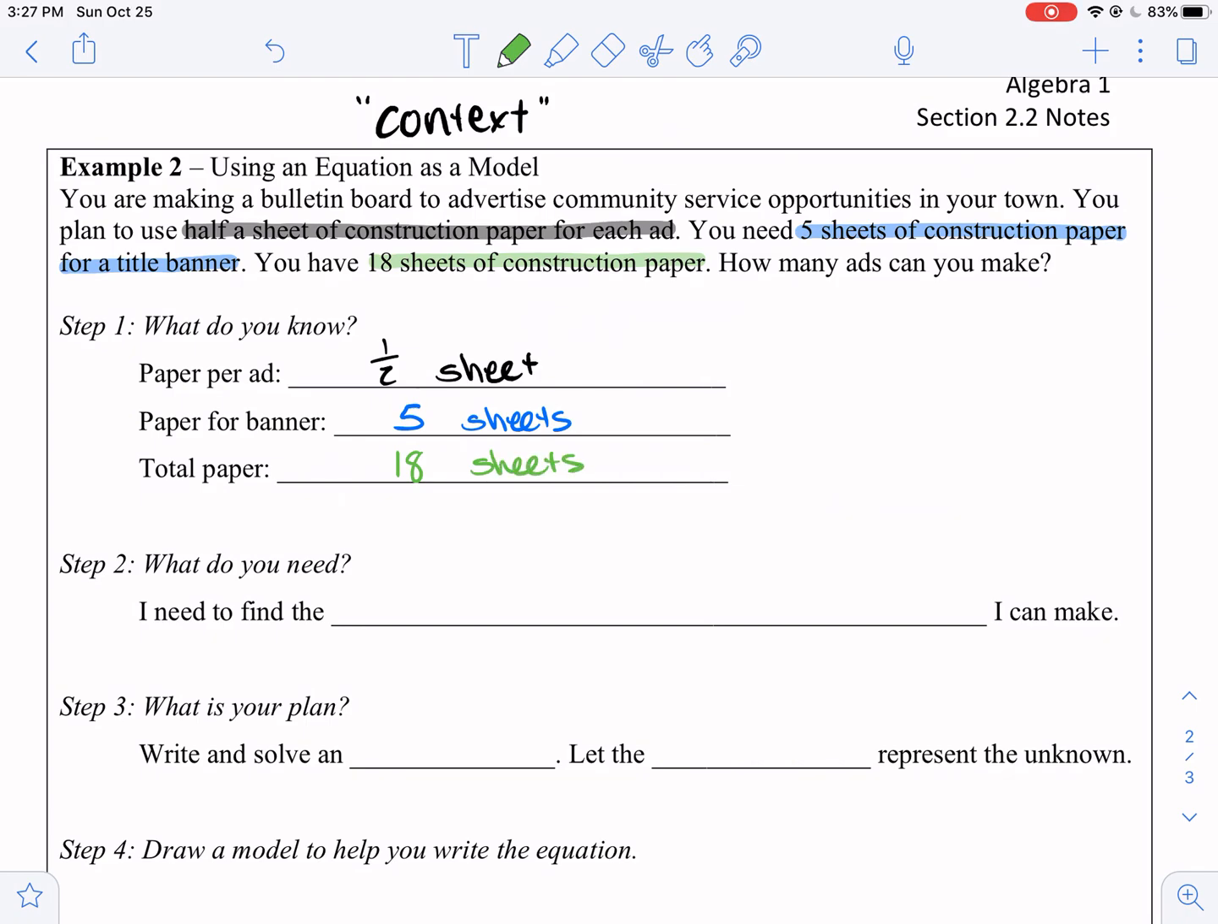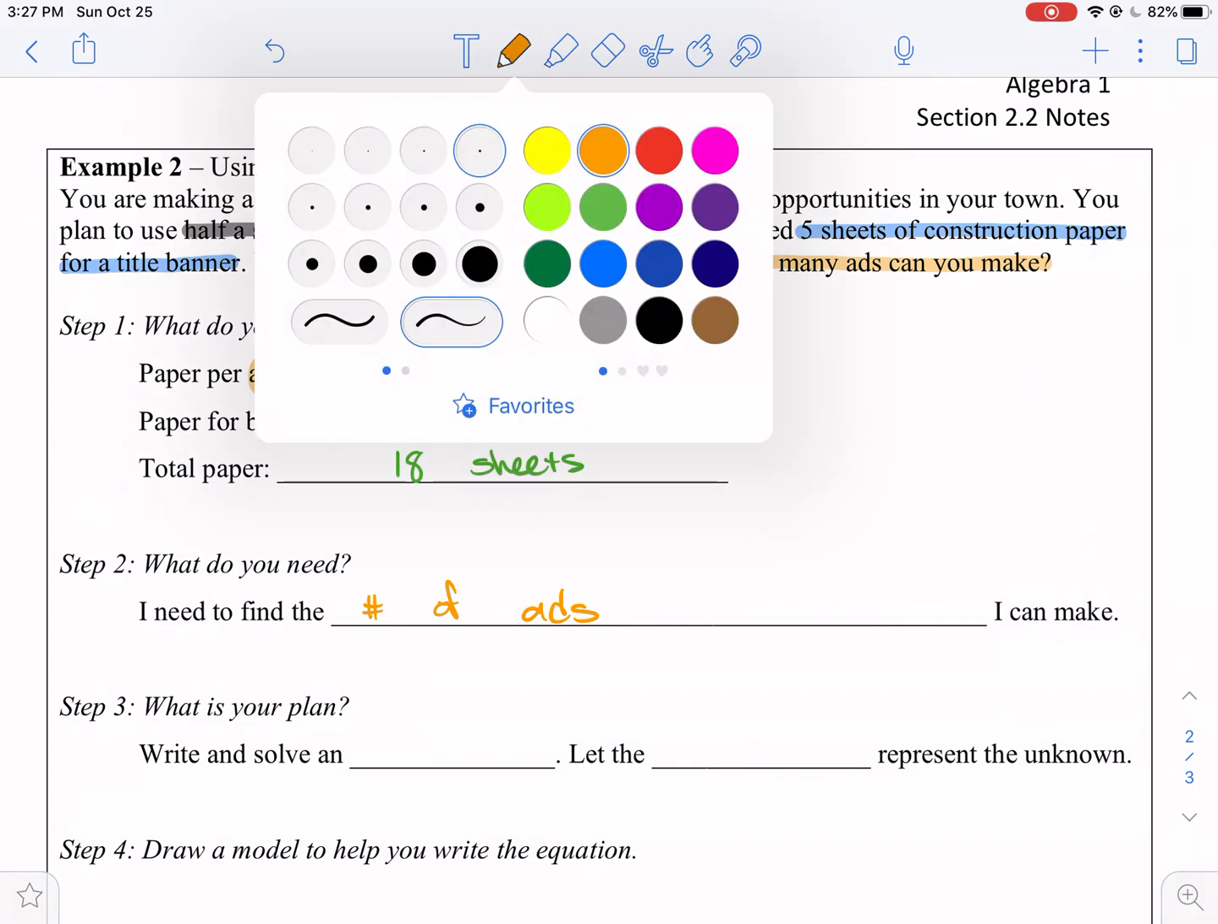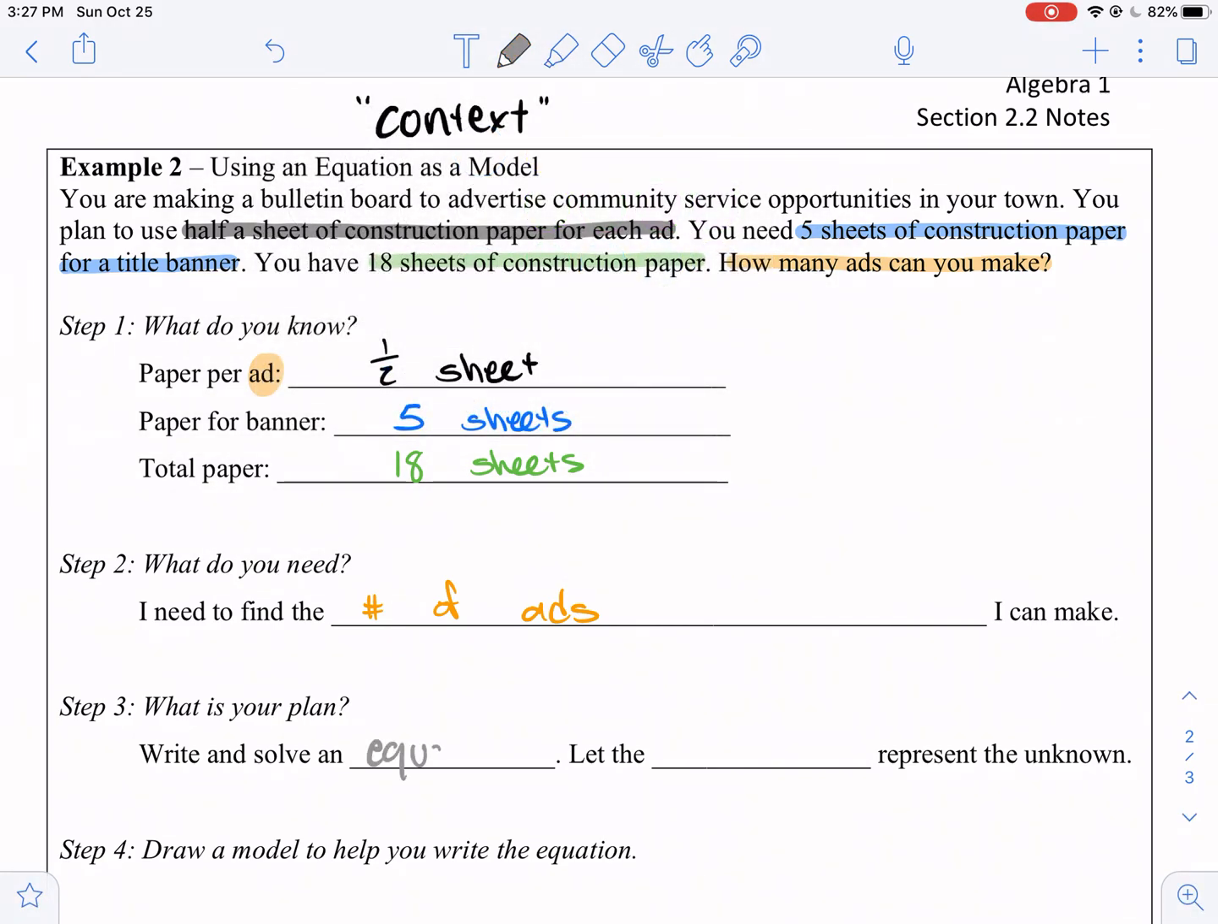Great. Now, what is the question? What is this asking? It says, how many ads can you make? So we need to find the number of ads we can make. And just so we're clear, the paper per ad, that's right here. So, what's our plan? Well, let's make an equation. When we solve our equation, we will know how many ads we need.